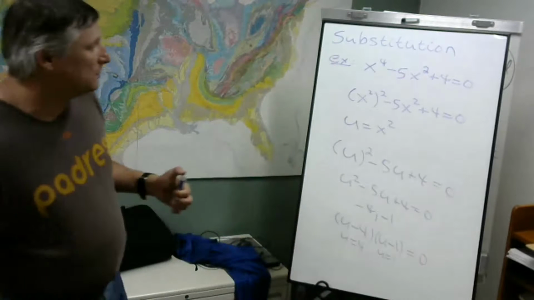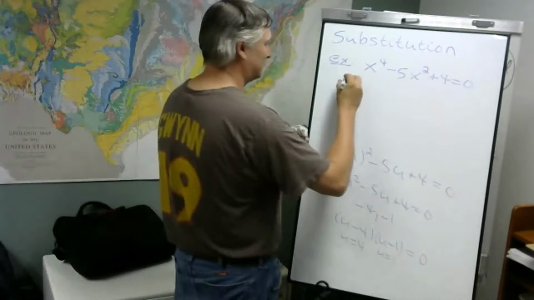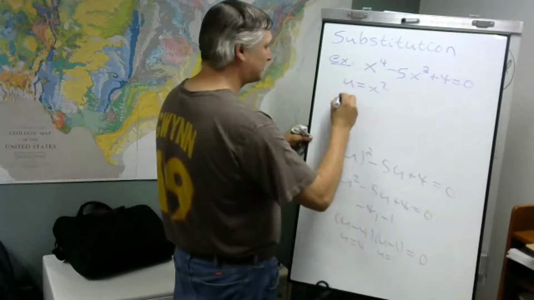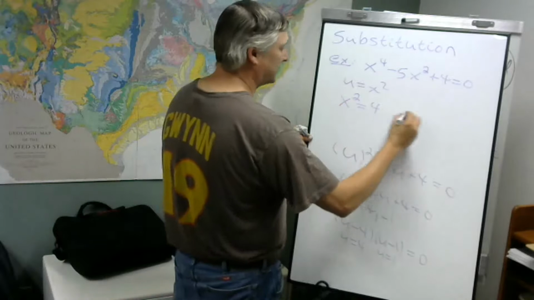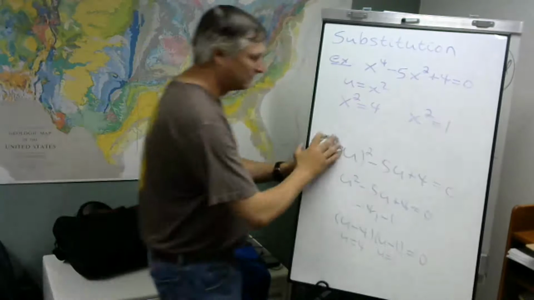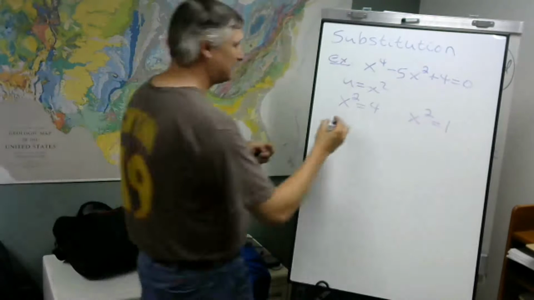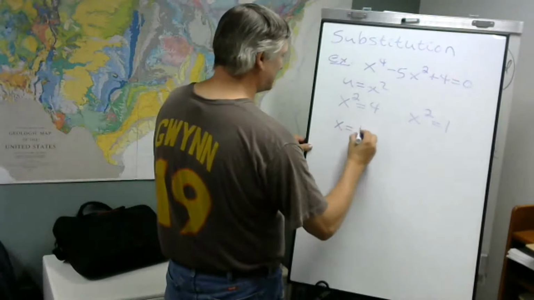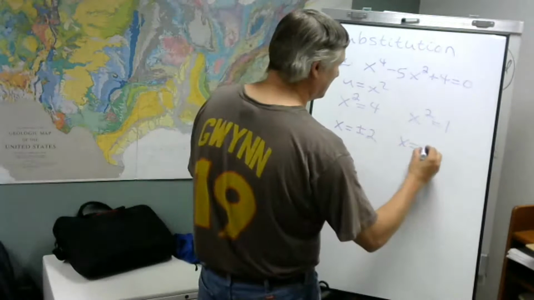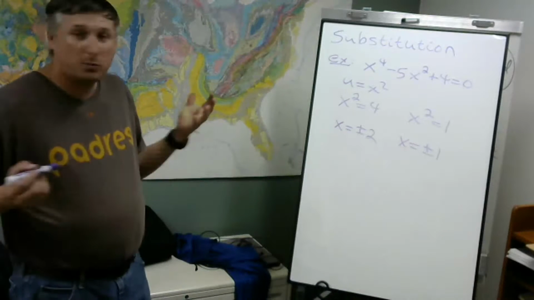Now this is just u. Remember that u is x squared. So this really says x squared is 4, x squared is 1. So if we square root both sides, we'll get x is plus or minus 2 over here, and x is plus or minus 1 over there. And so we can check an answer.